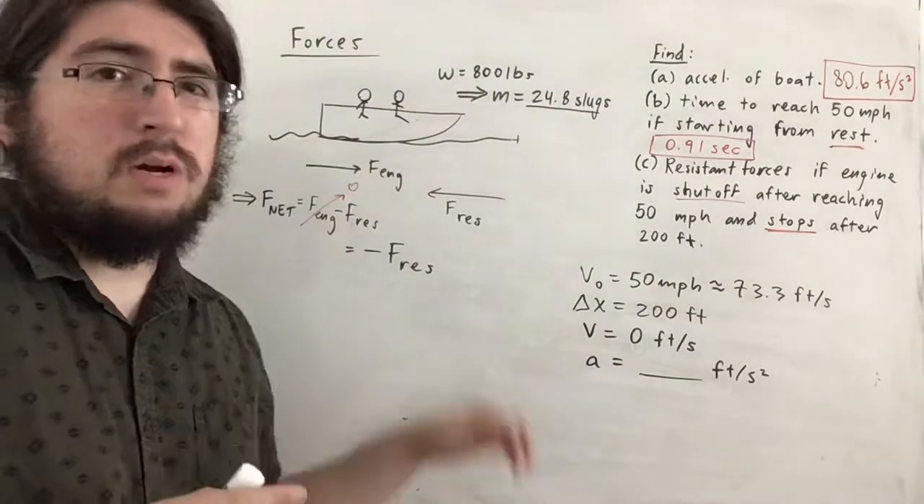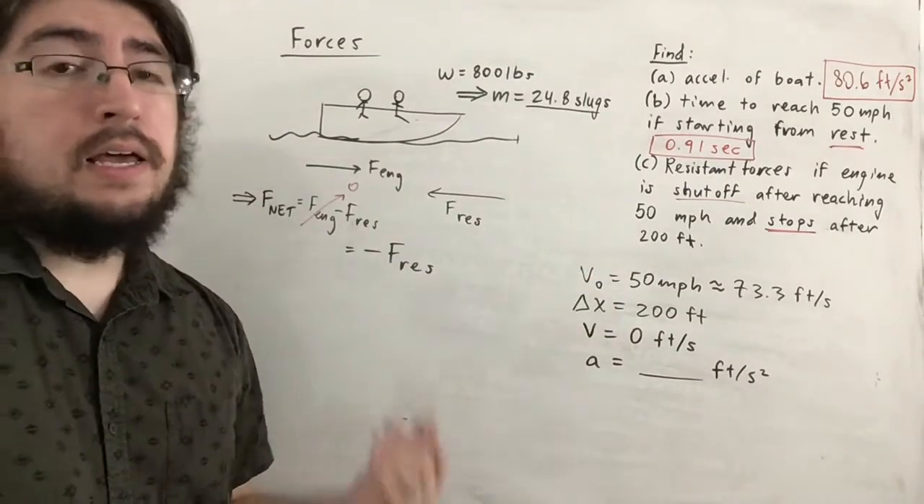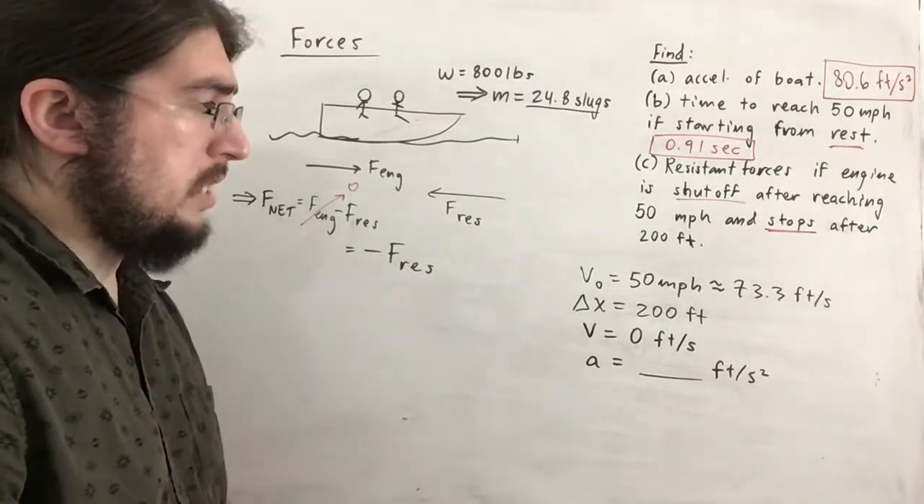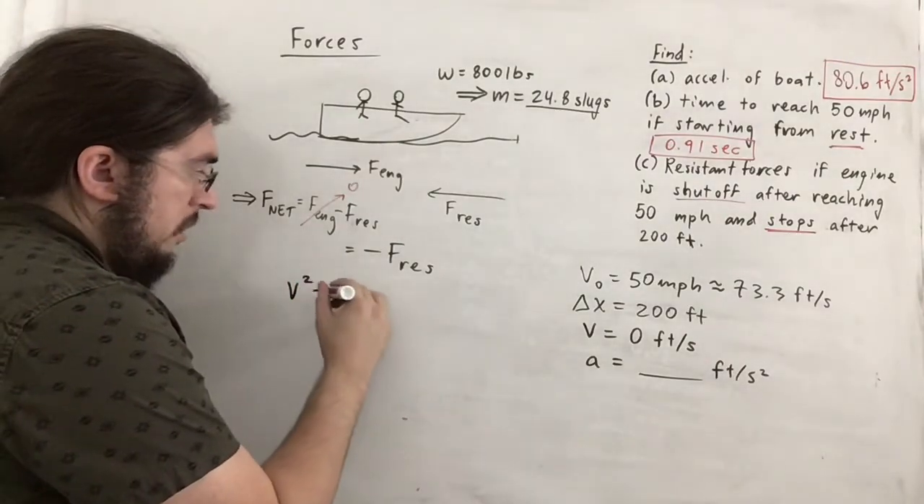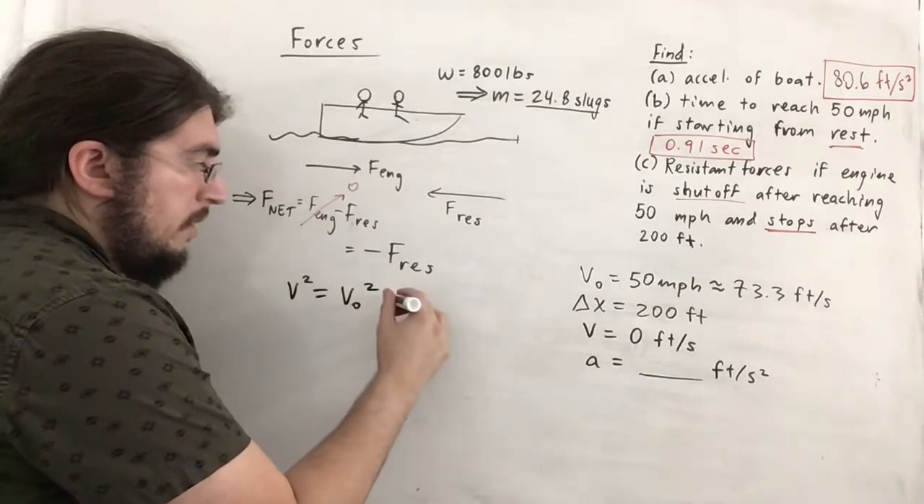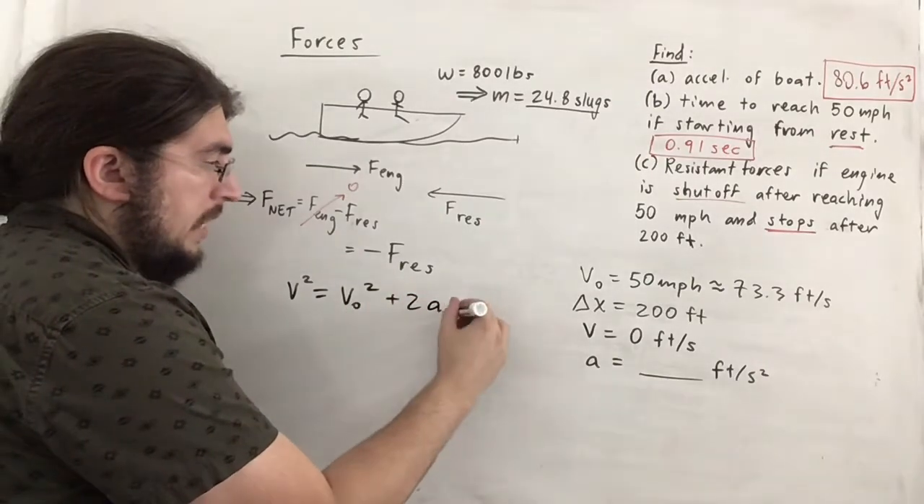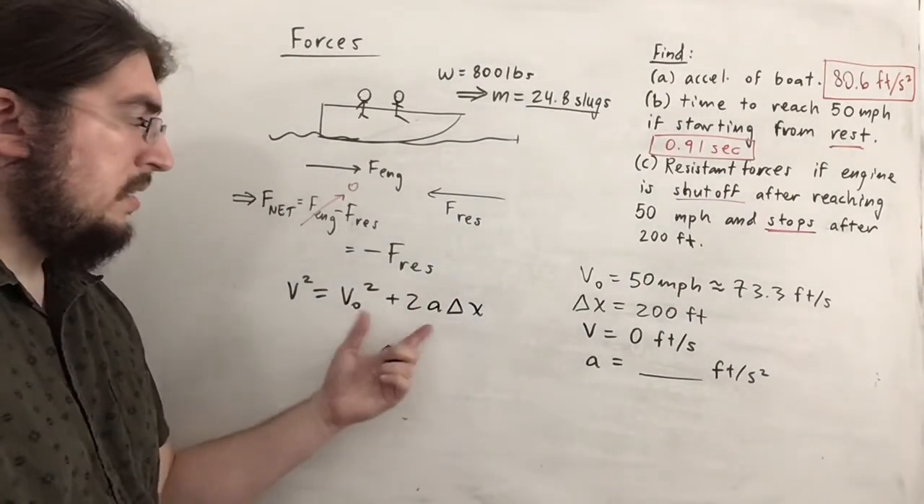Not 1, because 1 didn't involve delta x. In fact, notice the one missing here is t, and the only kinematic equation without the time variable is the fourth kinematic equation, which is v squared equals v naught squared plus 2a delta x. Perfect. And we want to find a, so let's do what we did before.